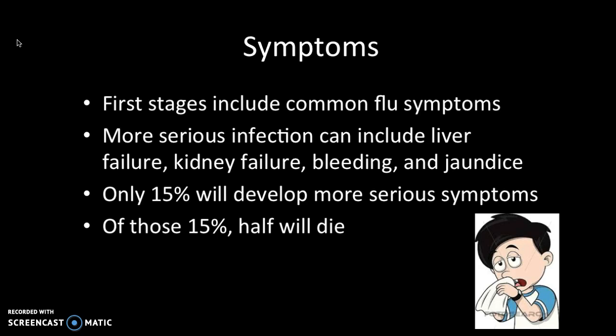So what happens if you do get infected? The first stages of the disease include common flu-like symptoms. If these persist, a more serious infection can include liver and kidney failure, bleeding, and jaundice. Jaundice is the yellowing of the skin and eyes, which is also where this disease gets its name from. This is caused by a buildup of waste material in the blood, specifically bilirubin. Bilirubin is a yellow colored waste material that is usually removed by the liver. Therefore, jaundice is also a sign that a person's liver is failing.